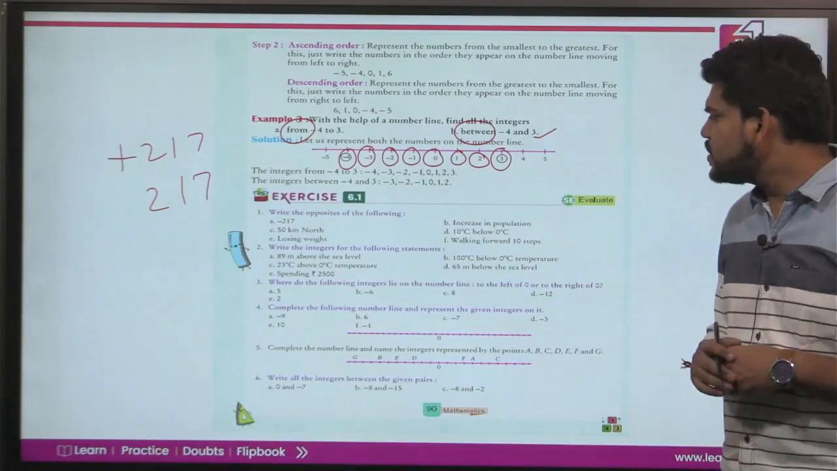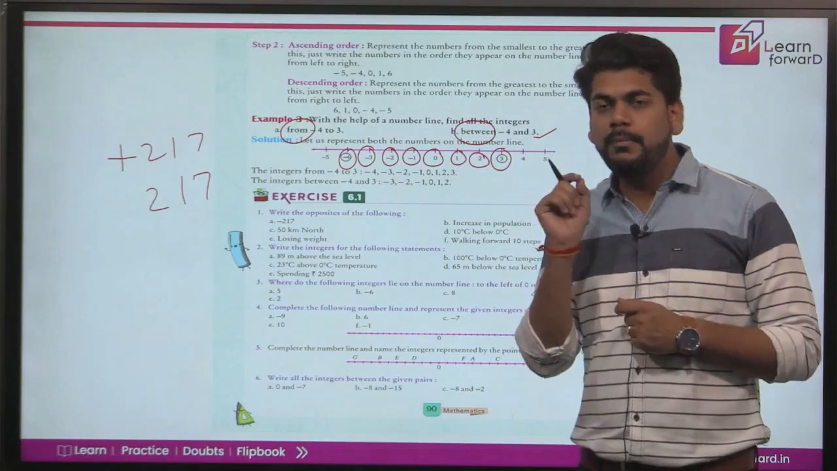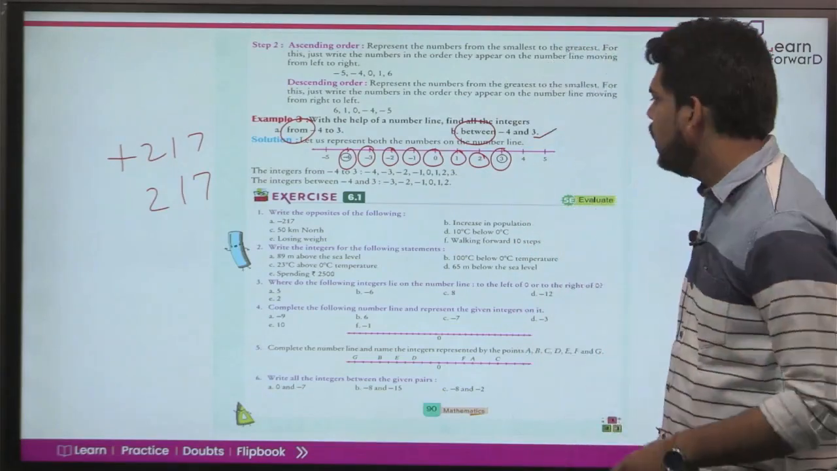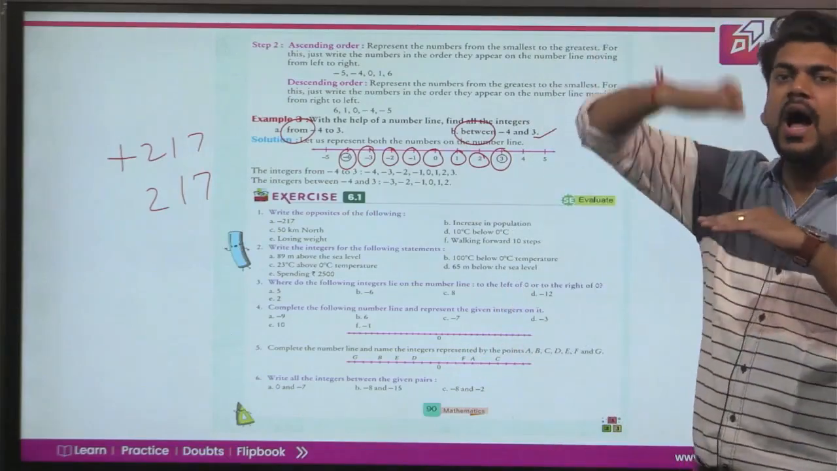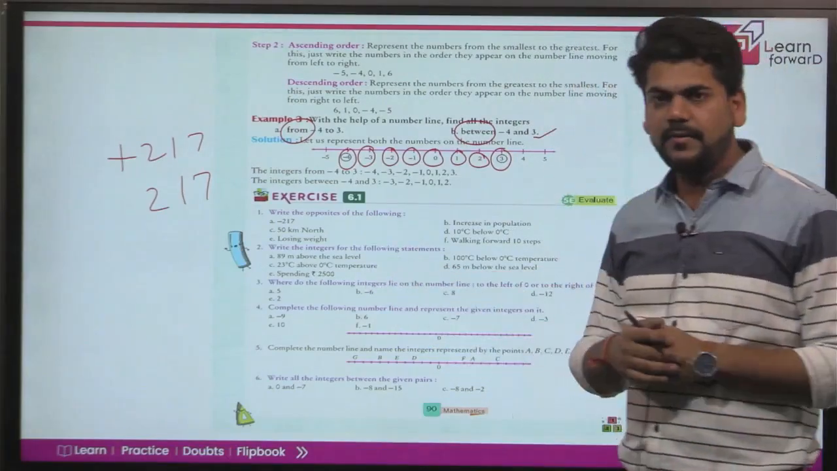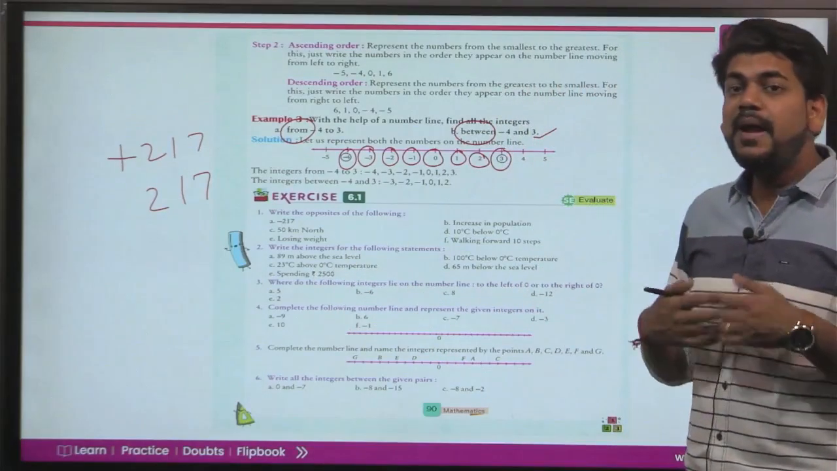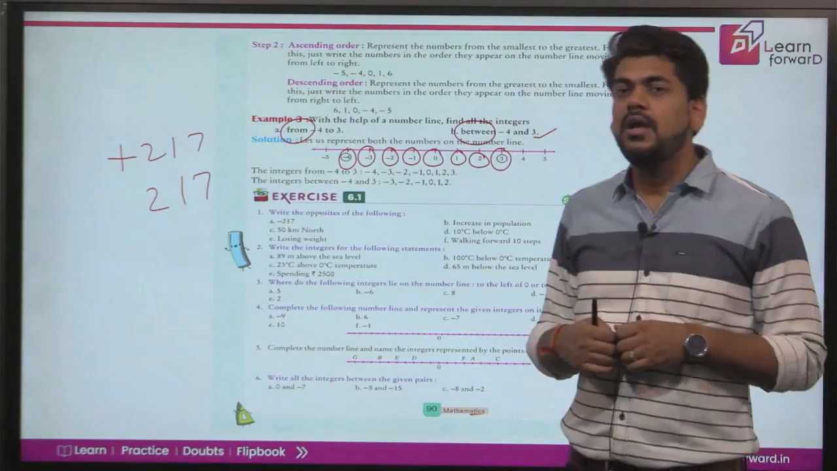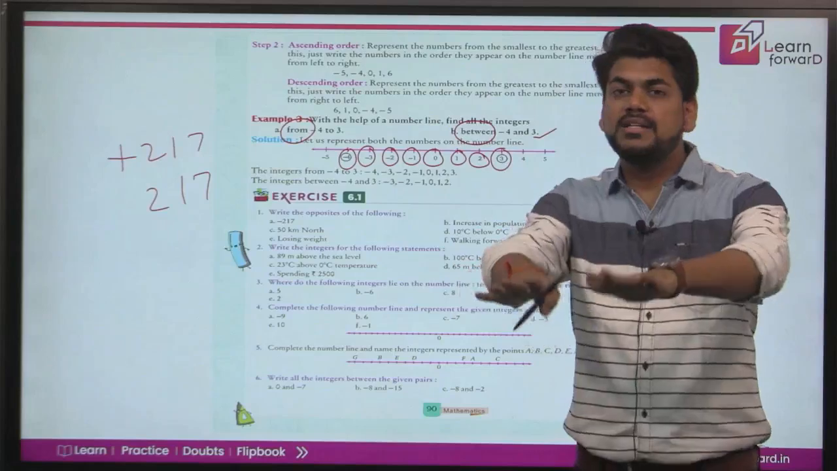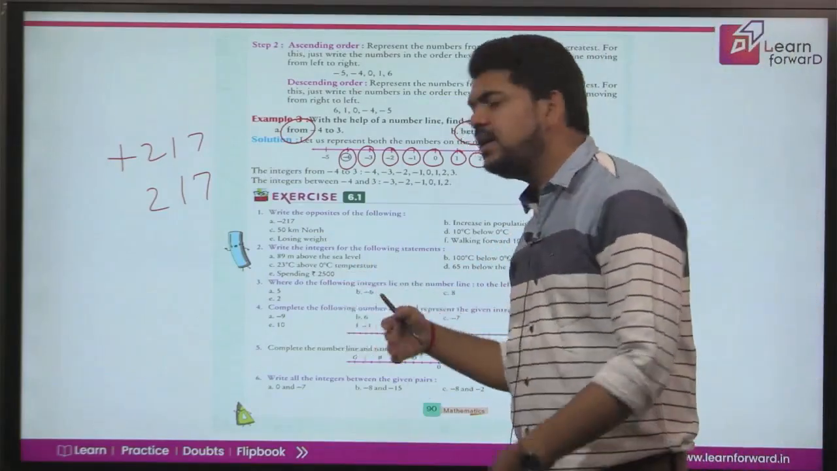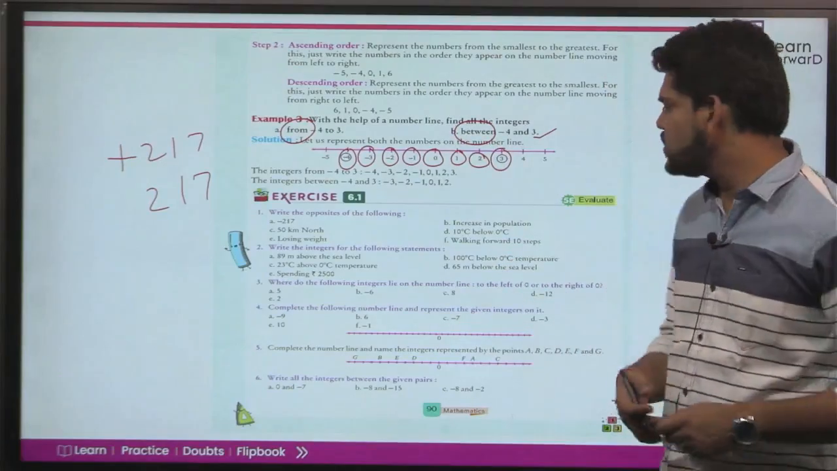Write the integers for the following statements. Okay, now we need to analyze where we'll be putting plus or where we'll put the minus. 89 meter above sea level. Above, that means it's a height, we'll write plus 89. Spending 2500. Spending, that means these are your expenses. Whenever we spend money, we give away the money. So it's a minus, your money is going. It's minus 2500.